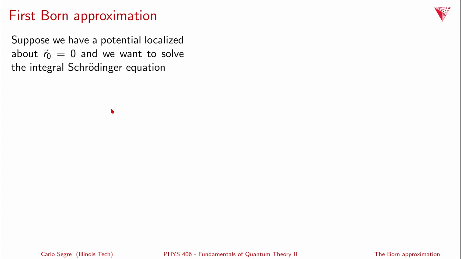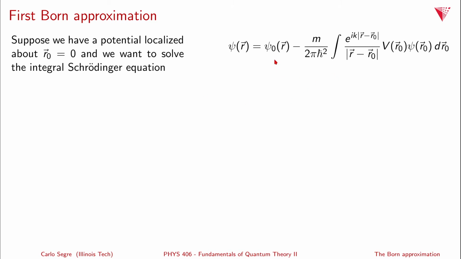So suppose we have a potential that's localized about a position r sub 0, which we'll set at the origin. We want to solve the integral Schrodinger equation that we had before, which is psi of r is equal to psi sub 0 of r minus m over 2 pi h bar squared integral of e to the i k absolute value of r minus r0 divided by absolute value of r minus r0. This is my spherical wave set at the origin r0, times V of r0 psi of r0 integrated over d r0.